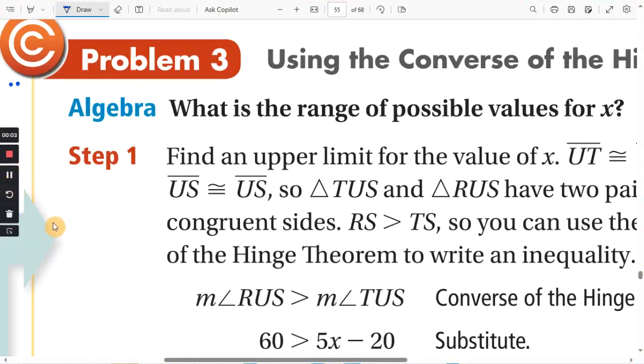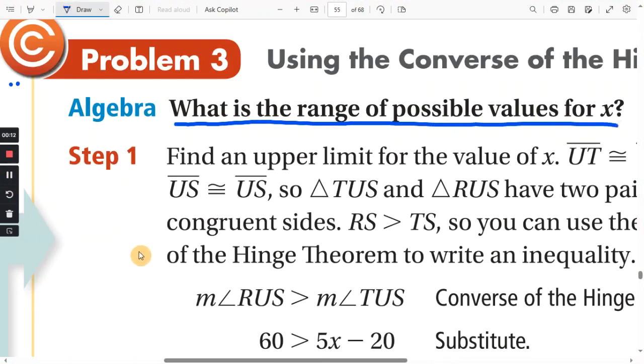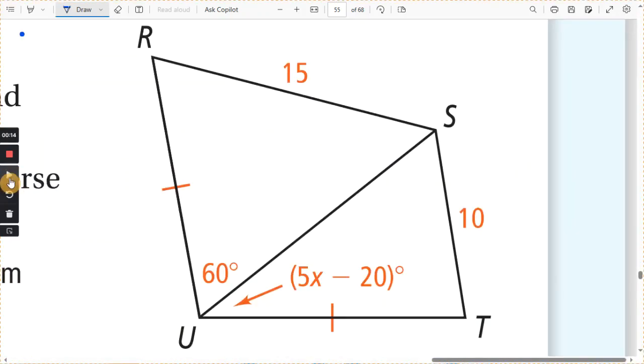All right, this problem is from another book. So let's look at problem 3. They want to know what is the range of possible values for x. Let's check out the diagram. We're given two sides that are congruent. And this side right here is shared by both triangles, so I am going to mark that side congruent to itself. I'm using 2 notches because they already used one right here.